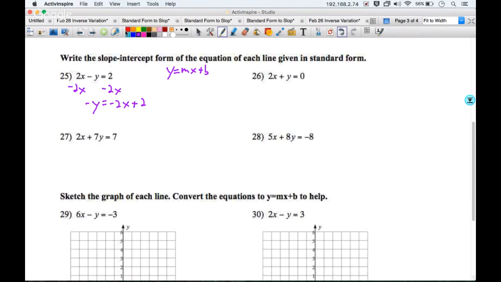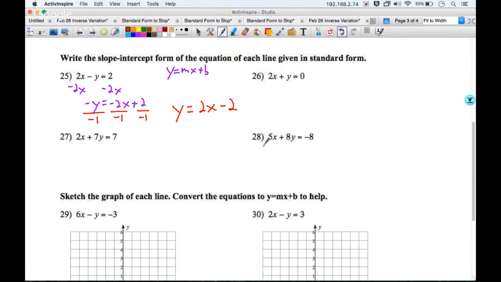How do I get rid of that negative? You got to divide it away. Notice also up in this step, I didn't really point that out, but I took the negative 2x and I put it in front of the 2. Totally allowed to do that, and it makes it look more like y equals mx plus b. Now I divide every term by negative 1, and I get my final answer of y equals 2x minus 2.